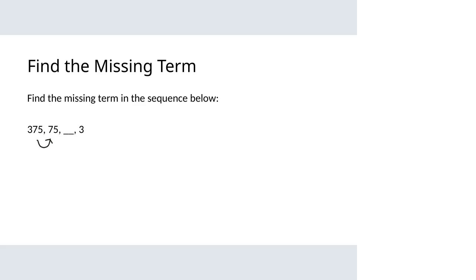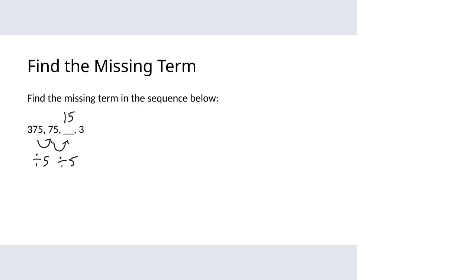Let's see if this is about multiply or divide. Well, it's getting smaller, so it's not about multiply, but it could be about divide. As I look at this from 375 to 75, I have no idea what 375 divided by 75 is, but I could do the division. 375 divided by 75, that's 5. Okay, so maybe this is divide by 5 to get to the next one. And if that's true, I would try that and divide by 5 again. 75 divided by 5, okay, that's 15.